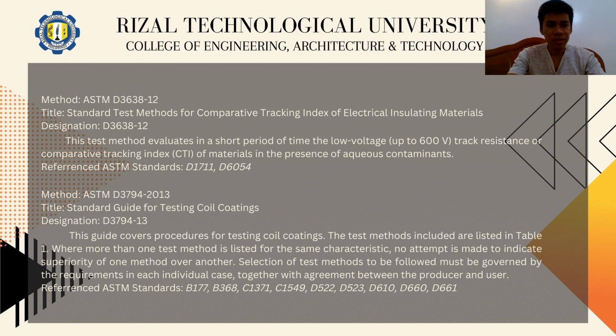D3638-12, Standard Test Method for Comparative Tracking Index of Electrical Insulating Materials. These test methods evaluate in a short period of time, at low voltage up to 600 volts, the track resistance or comparative tracking index of materials in the presence of aqueous contaminants.